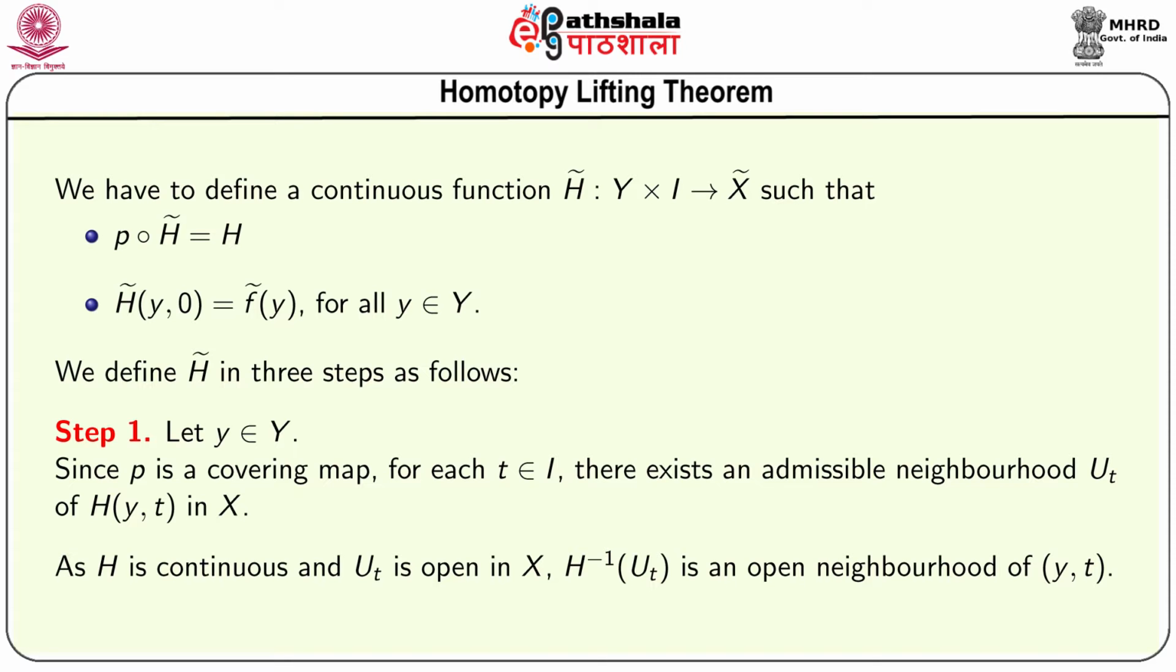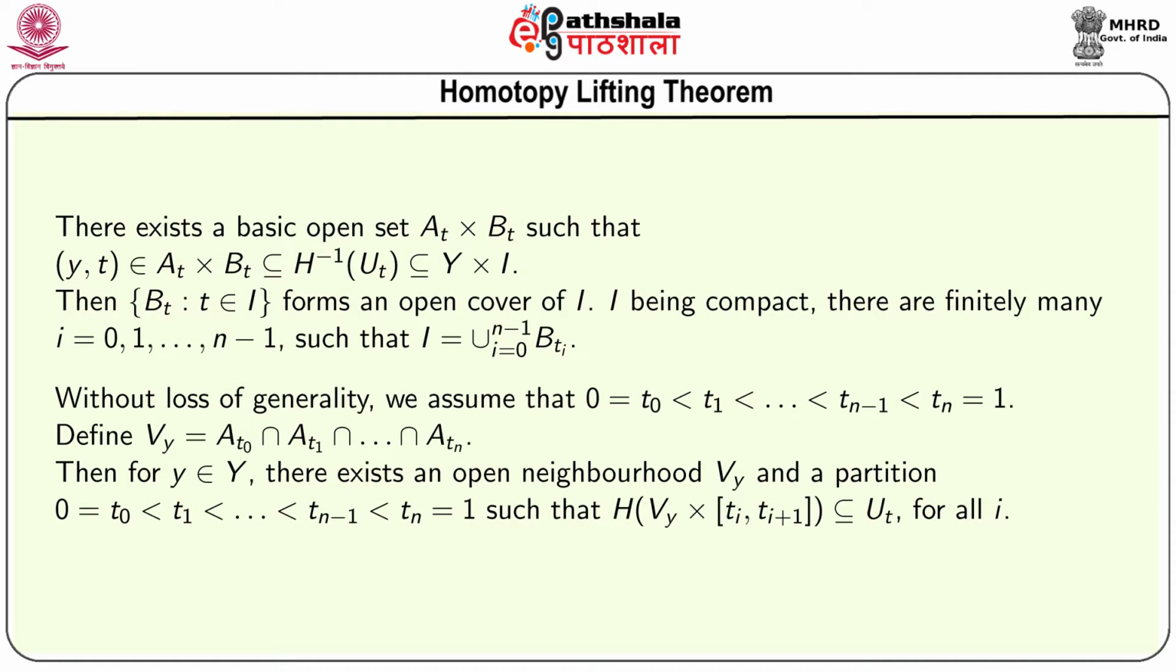Since P is a covering map, for each t there exists an admissible neighborhood Ut of H(y, t) in capital X, and as H is continuous and Ut is open in capital X, H inverse Ut is an open neighborhood of the point (y, t). There exists a basic open set At cross Bt such that (y, t) is in At cross Bt, and H inverse Ut contains that basic open set At cross Bt.